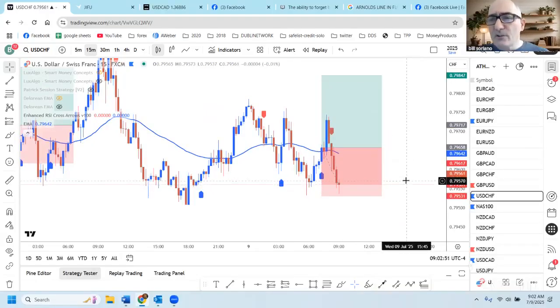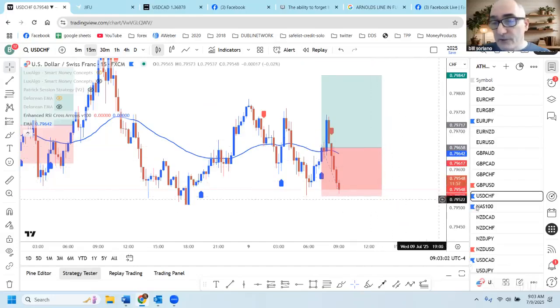The dollar started off this morning with some strength, but then as we came closer and closer to the New York Open, it started getting very weak.